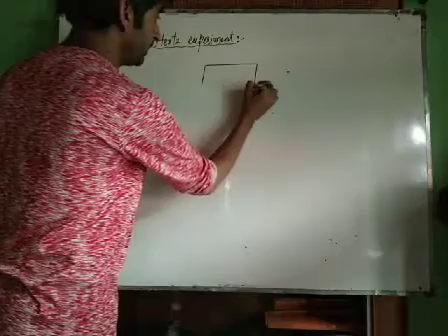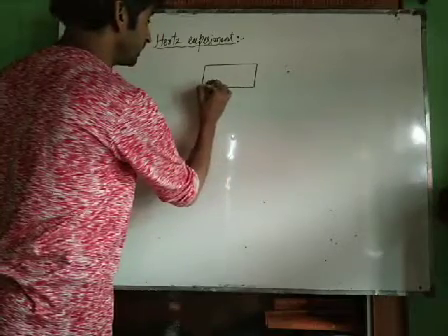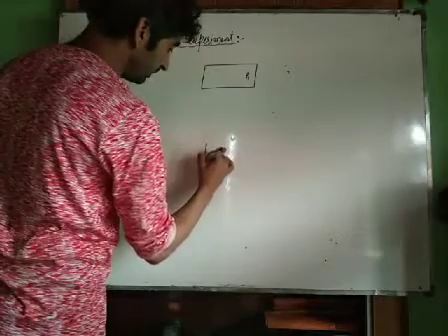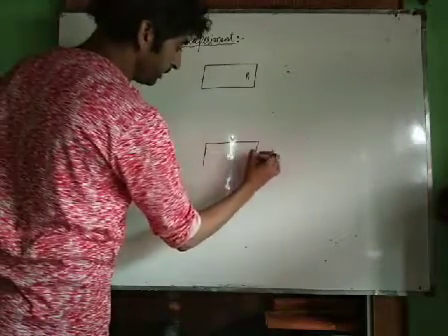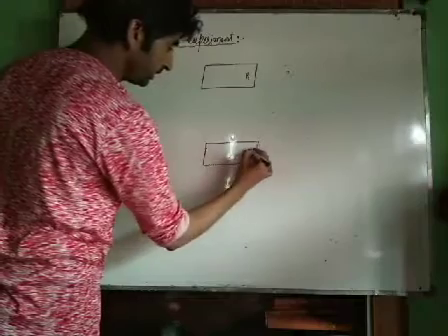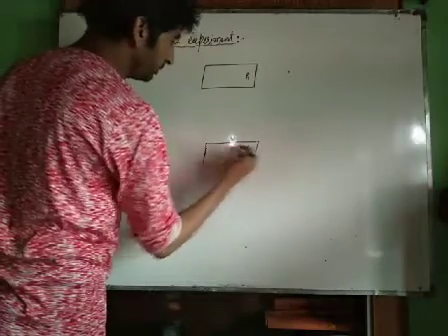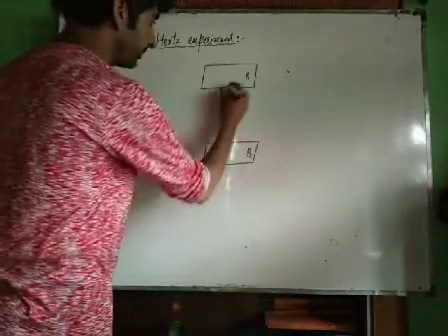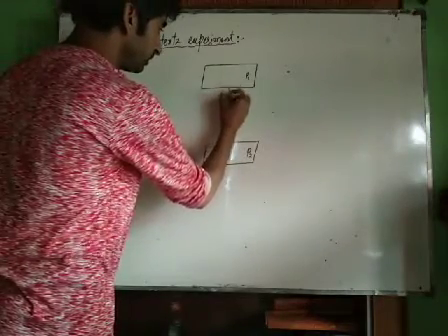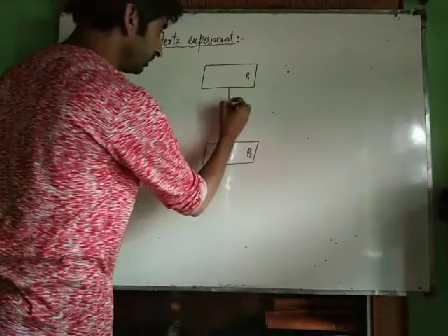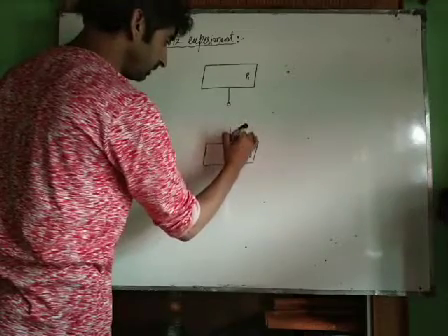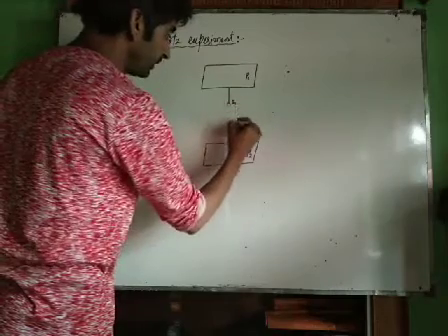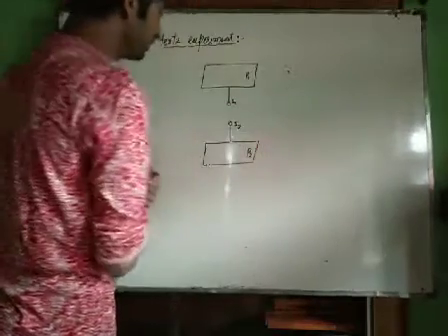He took two metal plates. Let this be plate P1 and this be plate P2. Now he connected these metal plates with a small wire to two surfaces. Let this be surface 1 and this be surface 2.